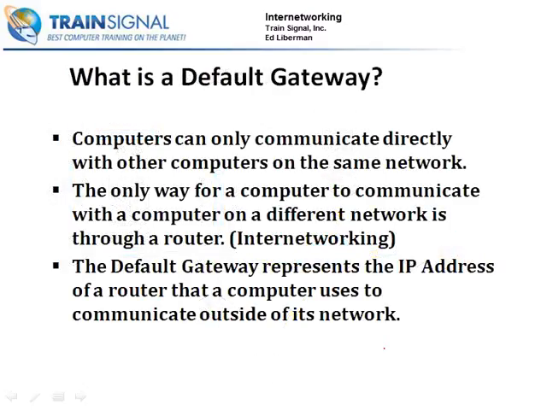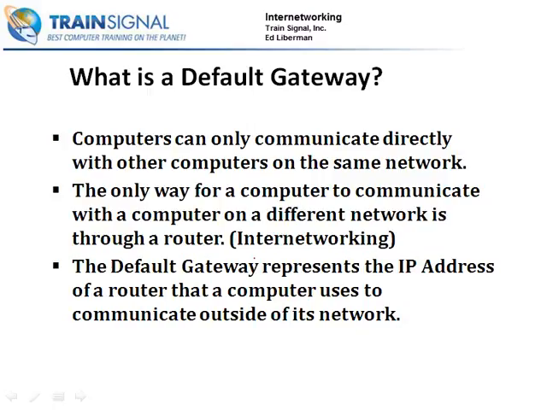So what is a default gateway then? Well, see, computers can only communicate directly with other computers that are on the same network. Now, this has to be not only the same physical network, but the same logical network as well. And that's why it's so important to understand what the network ID of an IP address is, because you have to know that two computers, if they're going to talk with one another, are on the same network, meaning having the same network ID. The only way for a computer to communicate with a computer from a different network, or one with a different network ID, is through a router. And this is what we call internetworking.